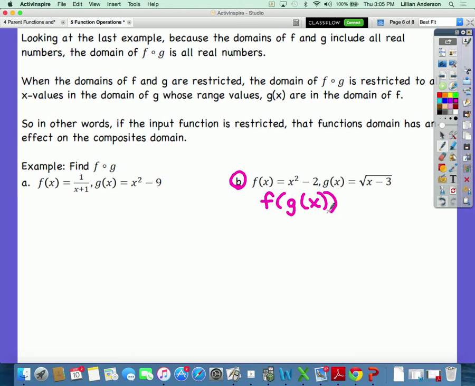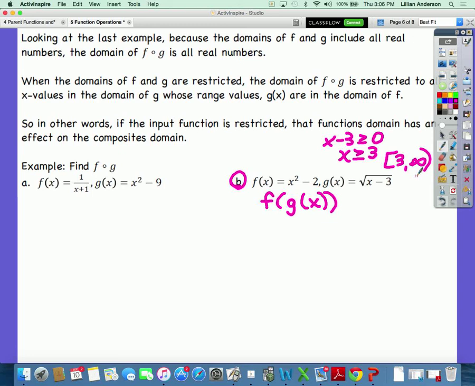But g is a square root function, and those functions always have restrictions. It has to be greater than or equal to what number? 0. So that means that x has to be greater than or equal to what? 3. So if I write that in interval notation, that's 3 to infinity. That's the domain of that g function. You have to take that into consideration once you find the domain of your composite function.